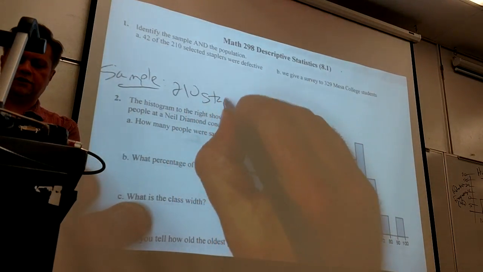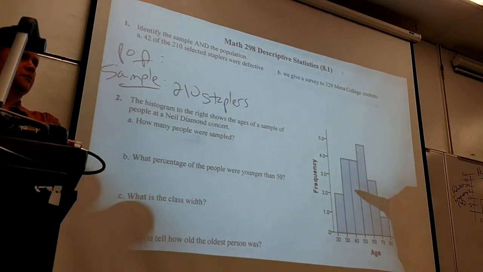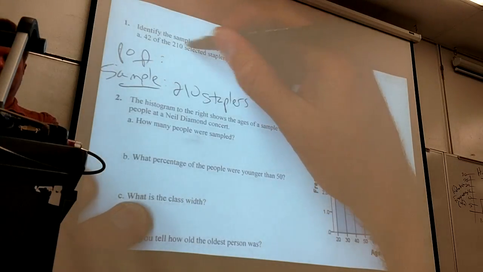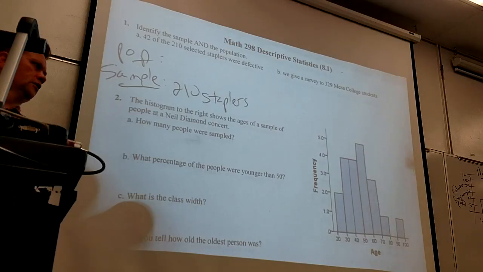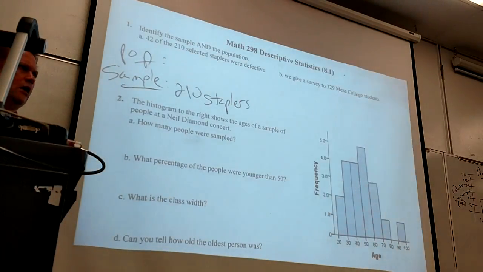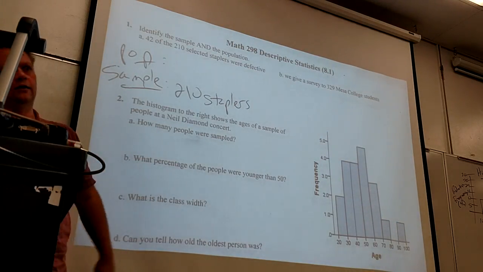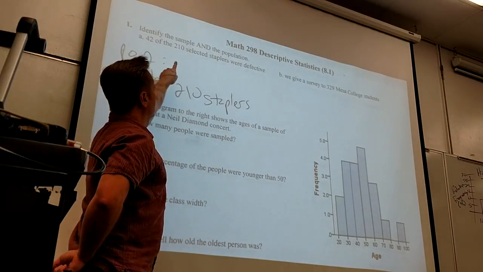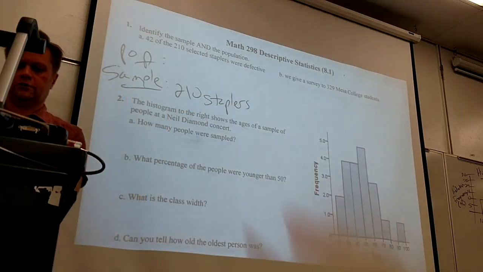And since I wasn't specific about where they're from, I have to assume my population was all staplers everywhere. So if I had said 210 selected staplers from the stapler factory in Tuskegee, then that would have been your population. All those staplers in the factory in Tuskegee, right? You guys understand what's happening? There wasn't enough information in there to be any more specific with the population. I have to assume it's all staplers.